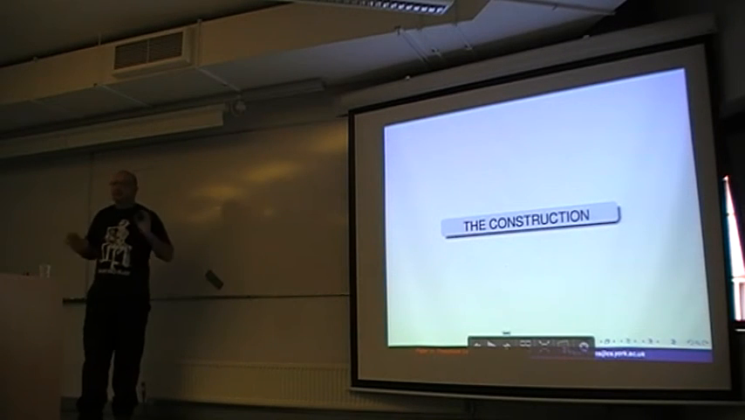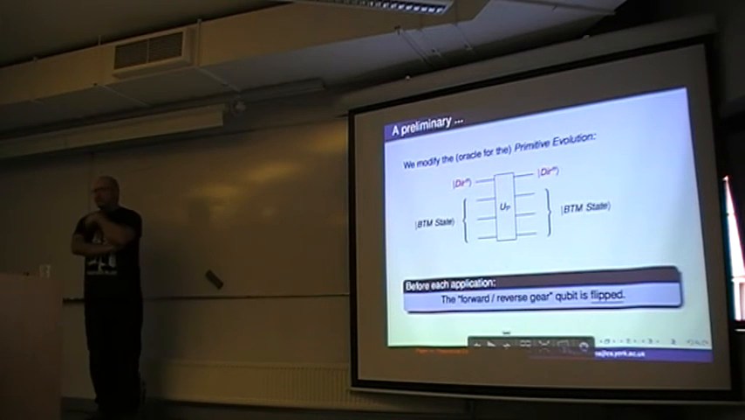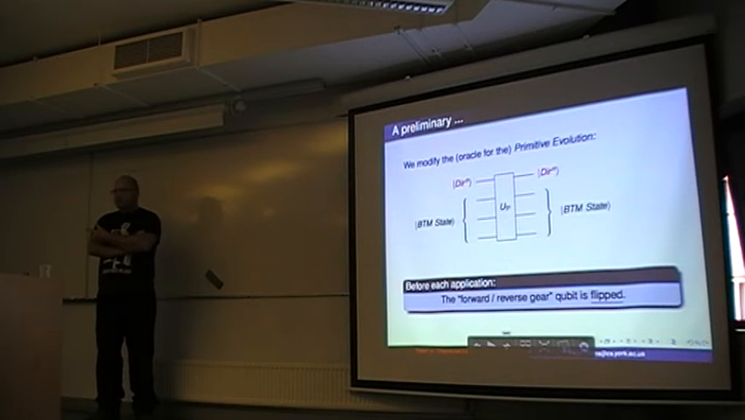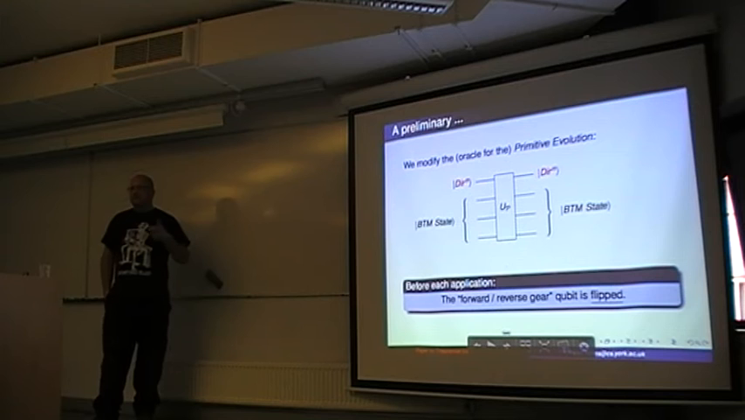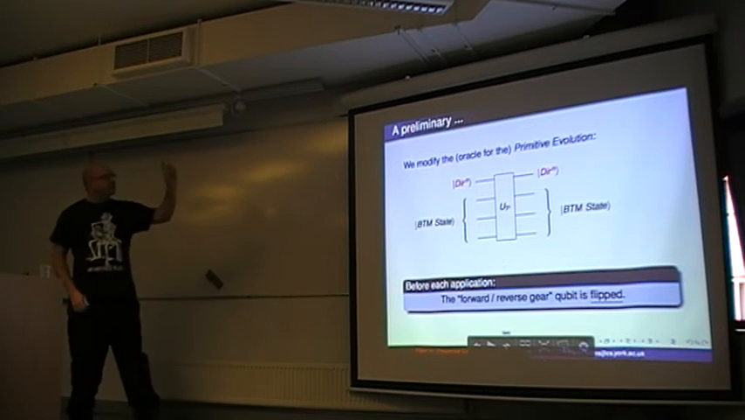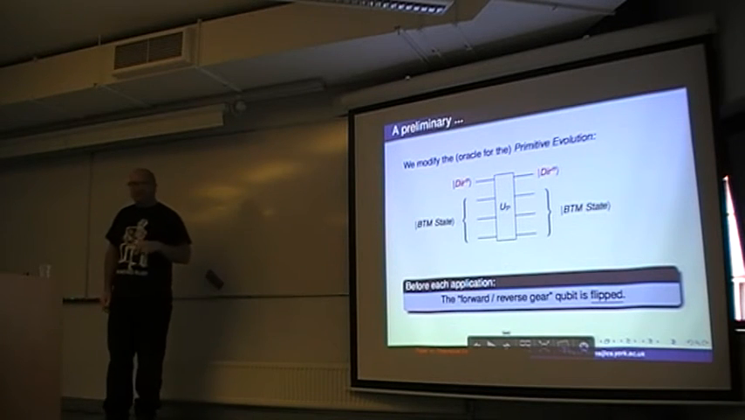Okay, so that's all we're going to need. We're not even using most of the things out of the circuit model. So, first thing we're going to do is modify the oracle for the primitive evolution. Every time we apply it, we're going to apply a NOT gate just up here, and we're going to flip between forwards and reverse gear. This is going to happen every time we apply it.